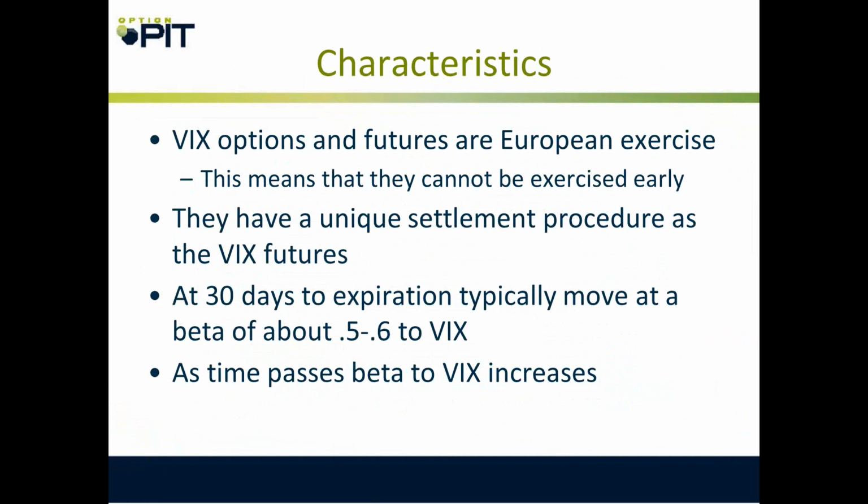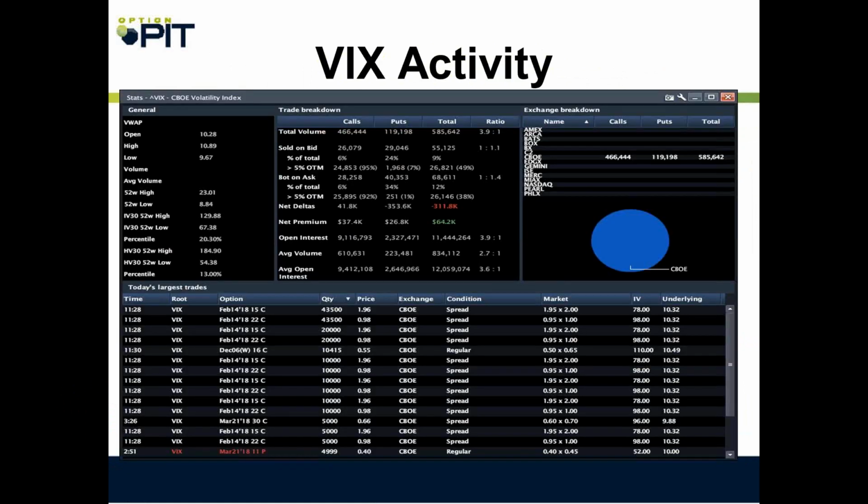So that beta is increasing. Next Tuesday, the day before expiration, they will correlate at about 95%, 0.95 beta. All right, now I want you to notice how much volume there is. This is from a while back, but take a look. This was a slow day, and VIX options had already done 600,000 contracts.